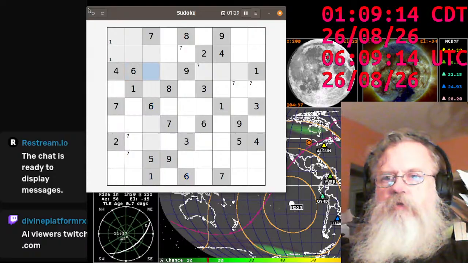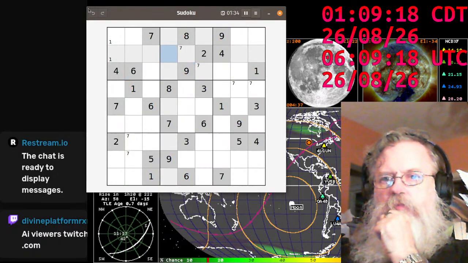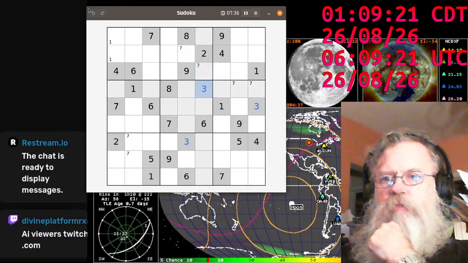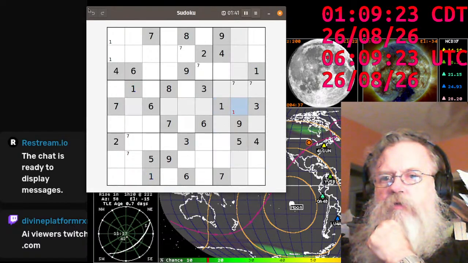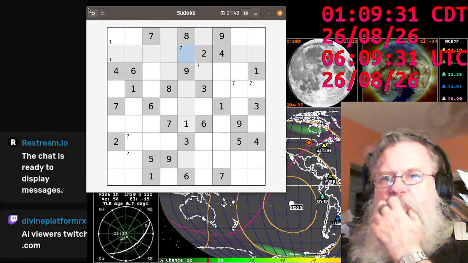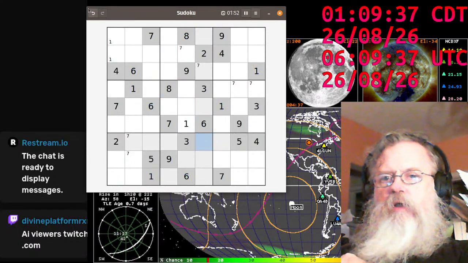Pair of 1s here. Looks like I've got 4 possibilities here. Pair of possibilities. No, got a 1 here. That makes this a 1, solves that. And that means that I've got 3 possibilities for 1 there now. 3 possibilities for 1 here. But we get a 1 here, so we're down to 2 possibilities for 1 here.